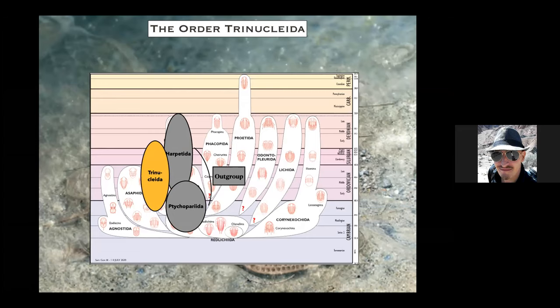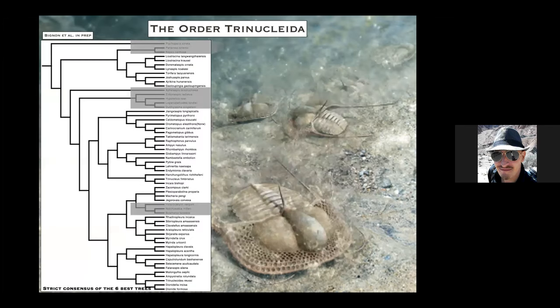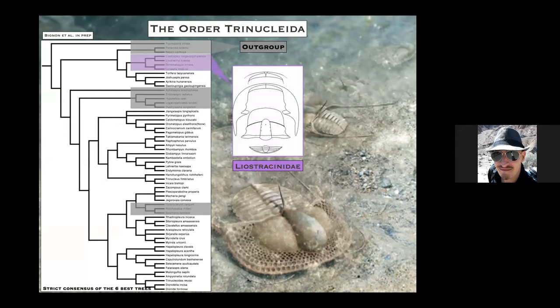And this group presents the interest that it also has a perforated fringe. Our results are rather surprising because the outgroup is a little bit dispersed along the tree. The Liostracinidae appear closer to the outgroup than the other members of the order Asaphida. That is why we remove this family completely from the order.